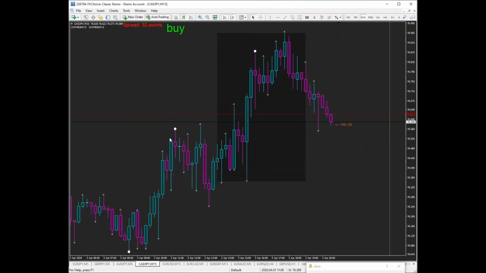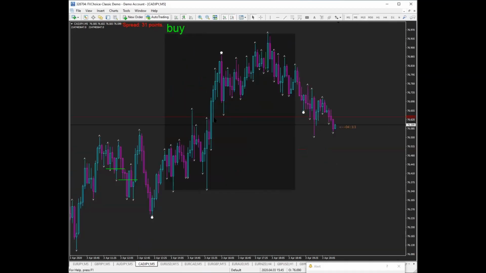So 15 minutes, right? I have a 4 hour, 1 hour bias. I'm looking for longs, buys only. So 1, 2, 3, close under it. 5 minutes, probably closed under it somewhere here, right? Boom. If you go to 5 minutes, you had to close under it. So now the bias on 15 to 5 is sell, but I'm not looking for sells.